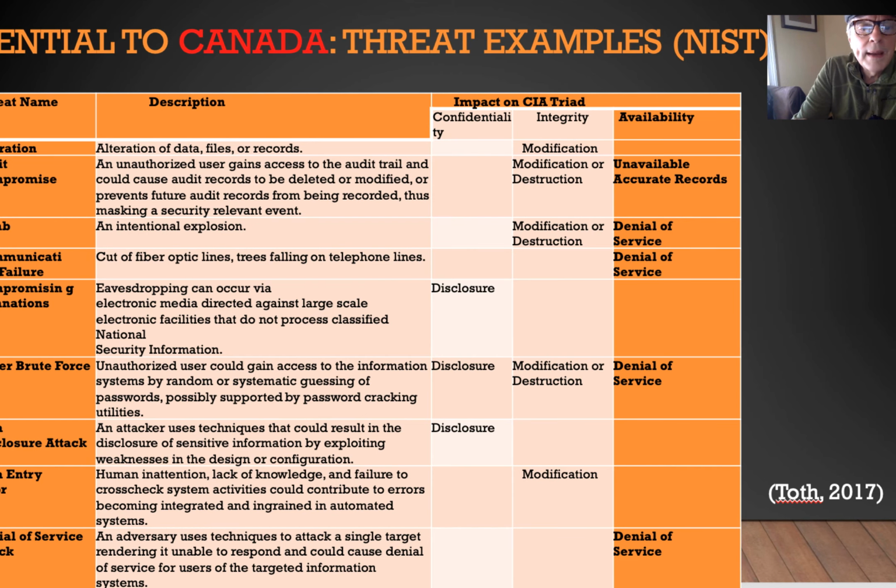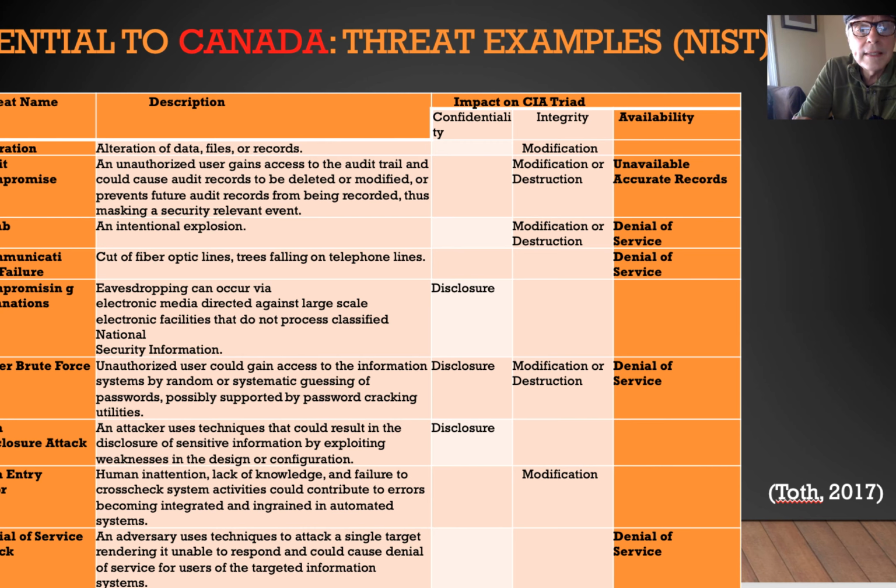Here's some threat examples. Audit compromise. We experienced cyber brute force with our attack. That would be one of the compromises. And over to the right-hand side is a list of the impact on the CIA triad. With cyber brute force, disclosure of information, because we also had an SQL attack, well, that would be part and parcel of the brute force as well as the SQL injection attack. That could also result in modification or destruction of the data, and with brute force in particular, denial of service.